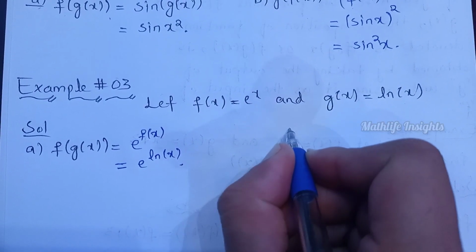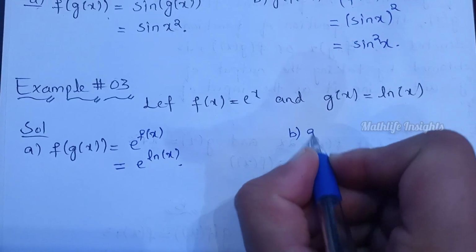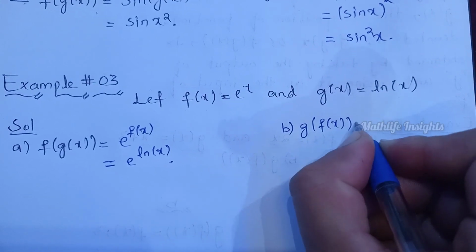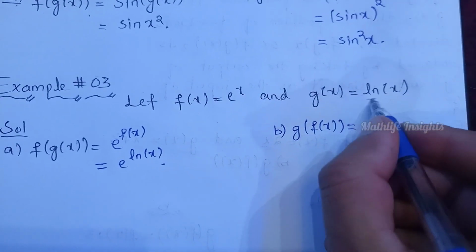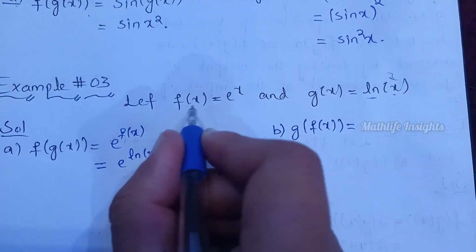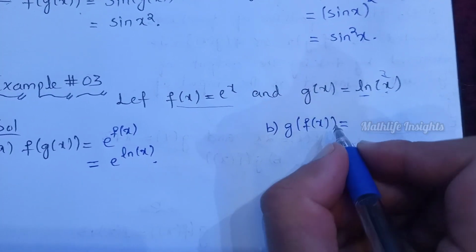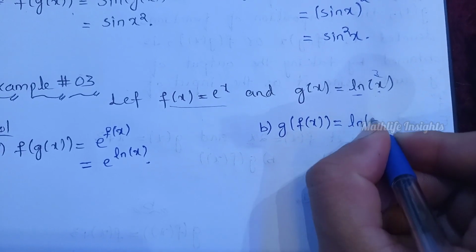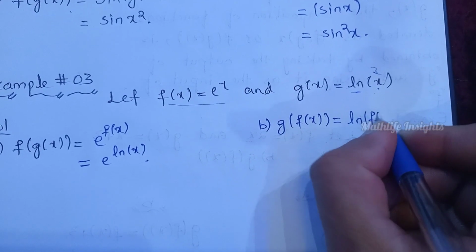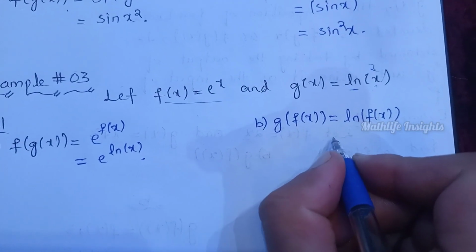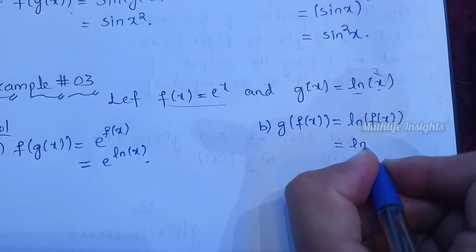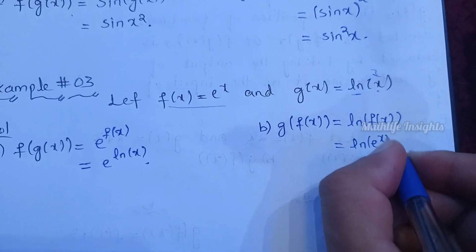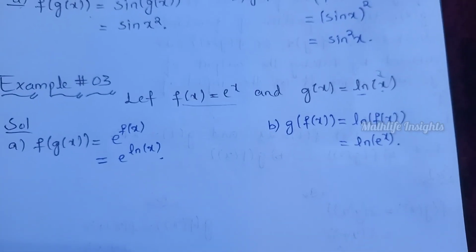In our second part, we have to find g into f of x. So our g of x is log of x and our f of x is e to the power x. So we put log of f of x. By substituting the value of f of x, we get log of e power x. This is our composition g into f of x.